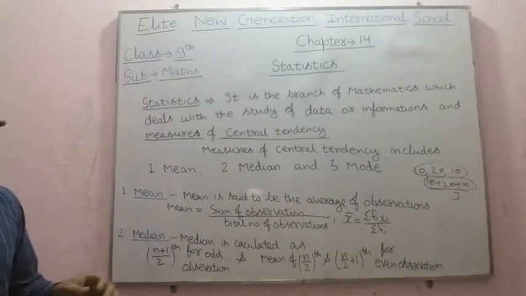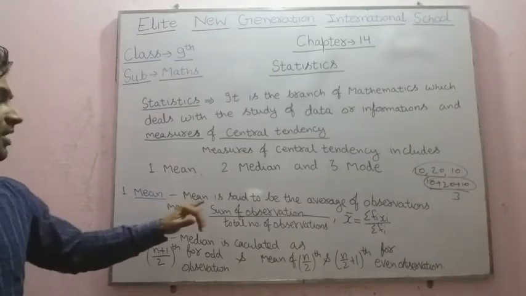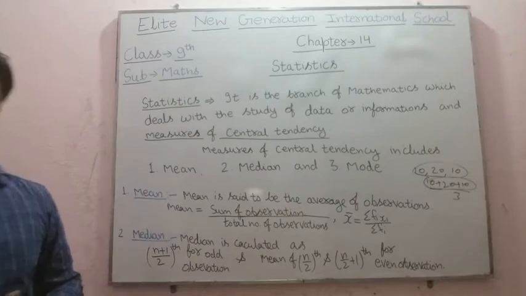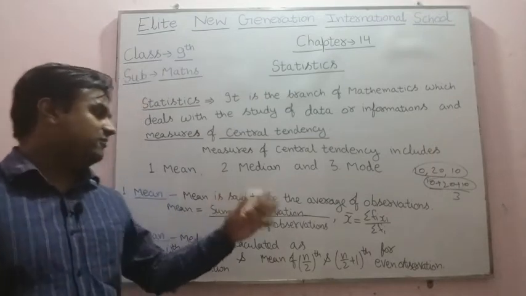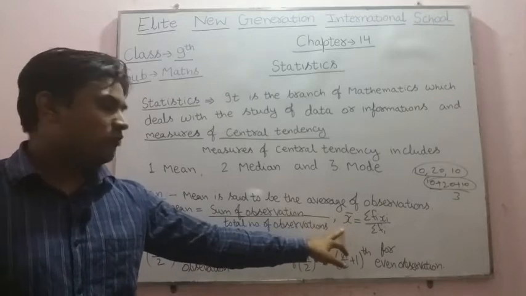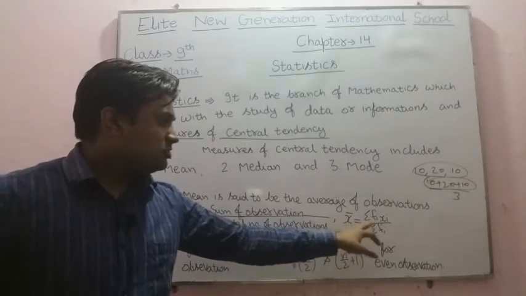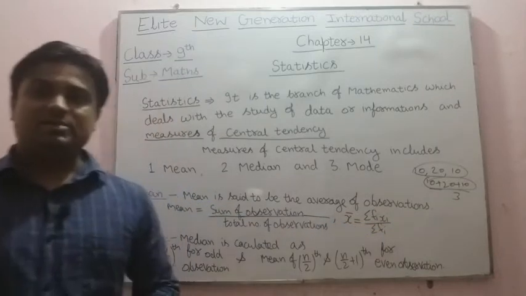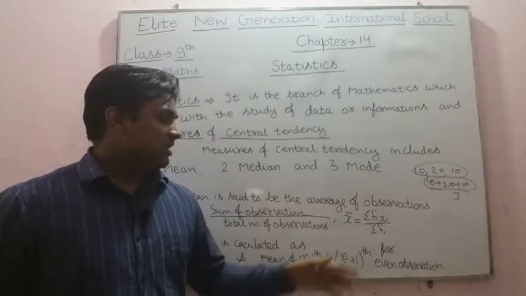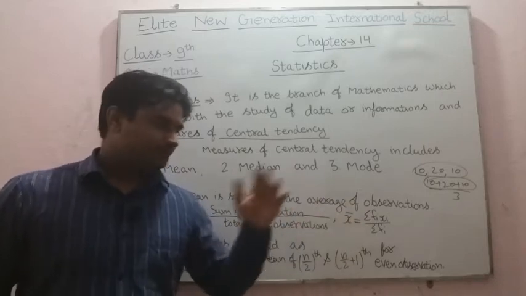So mean is the sum of observations upon the total number of observations. We can use one formula for finding mean: sum of observations upon total number of observations, which is the average of the observations. It is given by the formula x bar equals sigma fi xi upon sigma fi. When we study frequency distribution tables, we have to use this formula.